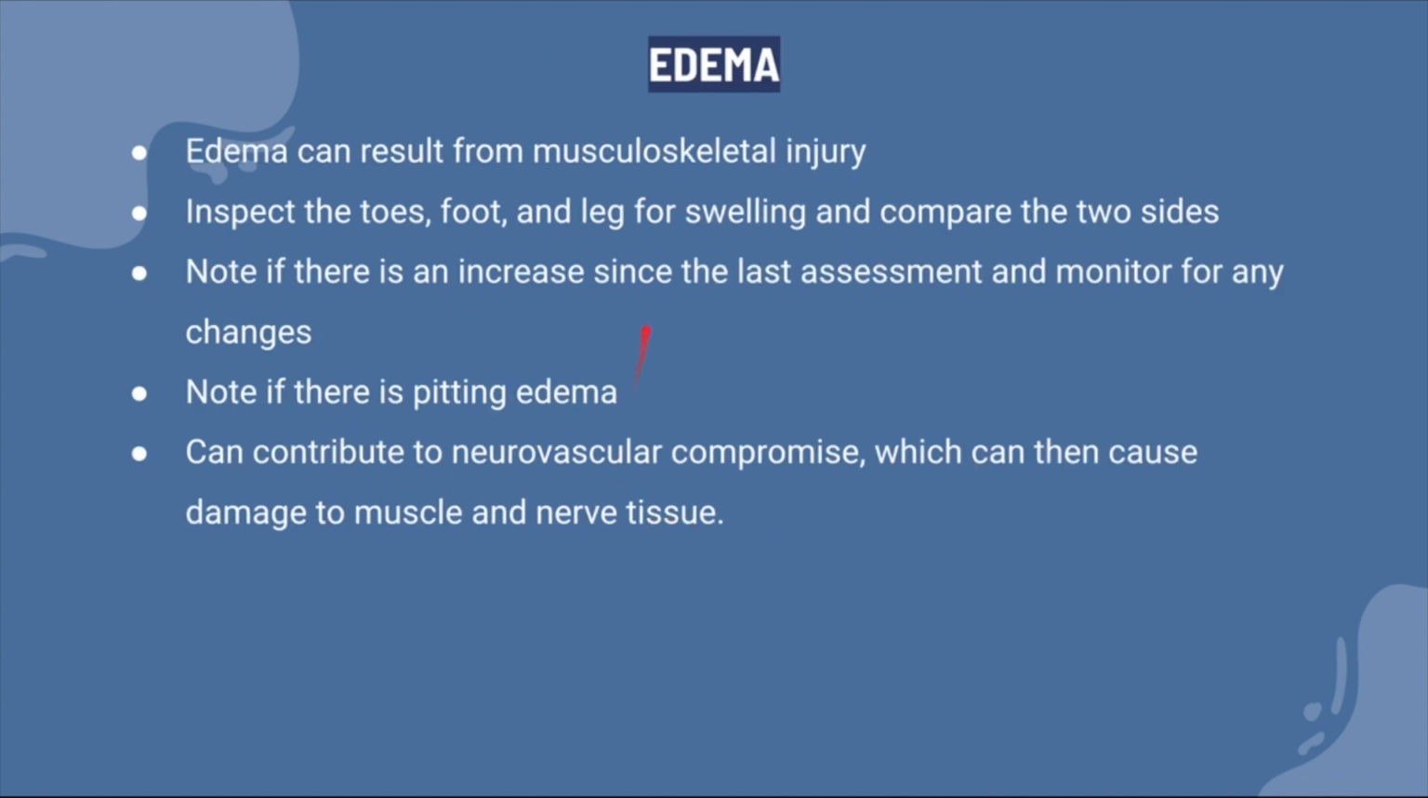Lastly is edema. Edema can result from musculoskeletal injury. Inspect the toes, foot, and leg for swelling and compare the two sides. Note if there is an increase since the last assessment and monitor for any changes. Also note if there is pitting edema. This can contribute to neurovascular compromise, which can then cause damage to the muscle and nerve tissue.